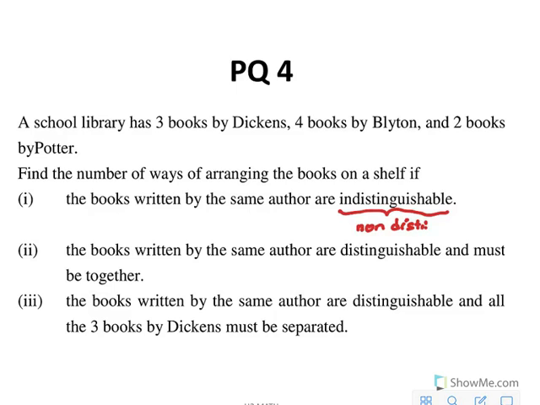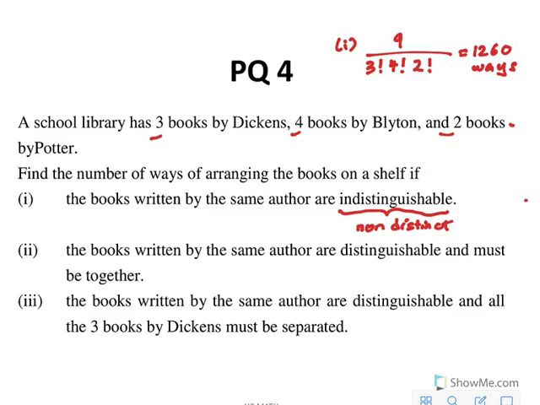So the number of ways where books written by the same author are indistinguishable. For part 1, there's a total of 3, 4, 2, so a total of 9 books. And the number of ways of arranging them, considering that all books written by Dickens are the same, means we have 3 identical items, so we need to divide by 3 factorial. For Blyton, 4 identical items, so divide by 4 factorial. For Porter is 2 books, so 2 factorial. So the number of ways is just 1260 ways. So this is for part 1, 1260 ways.